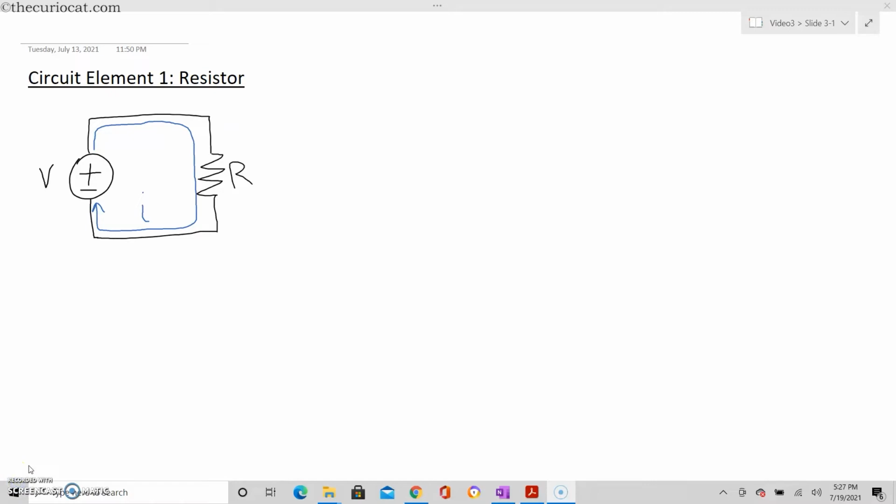Today we'll discuss circuit elements. These are just all the components that you will find in a circuit. The first element is a resistor. All it does is absorb and then dissipate energy.